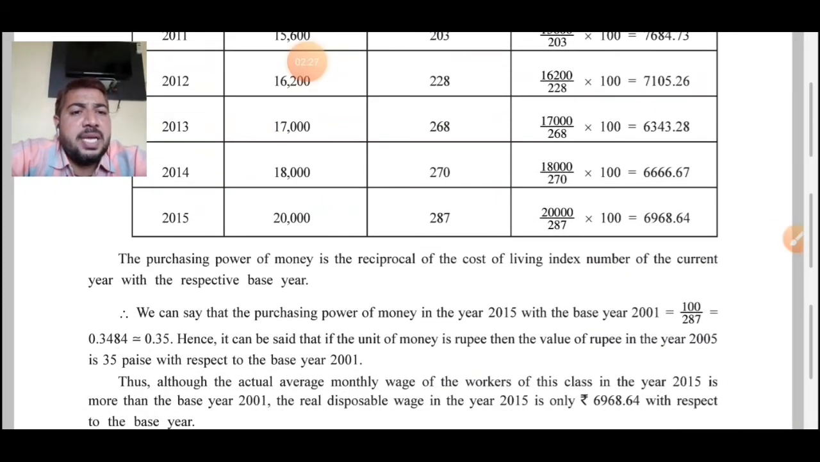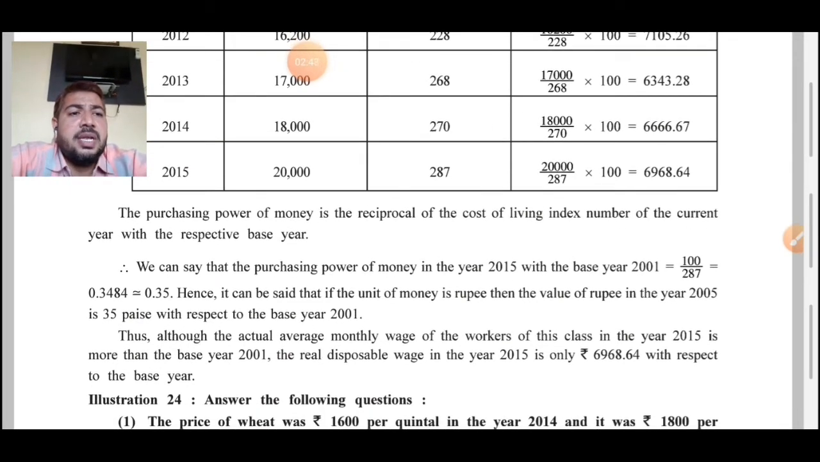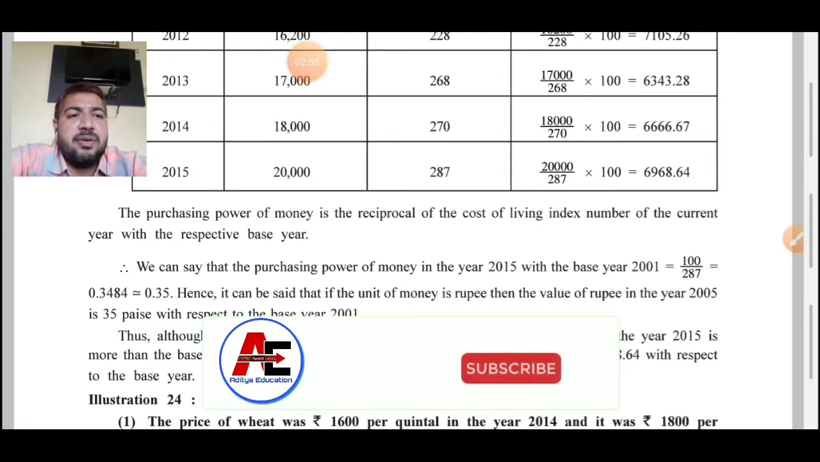Purchasing power of money is the reciprocal of the cost of living index number of the current year with the respective base year. Friends, in my last video I mentioned the formula for purchasing power of money also, that was 100 upon cost of living index number. So for 2015 we write 100 upon cost of living index number, and we can find the purchasing power of money.